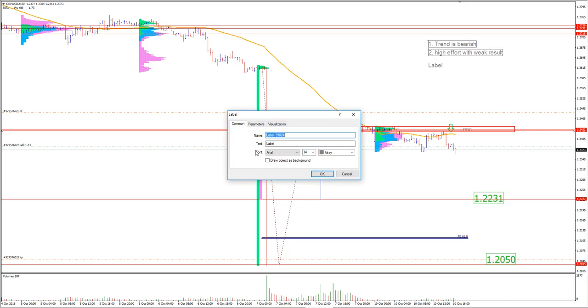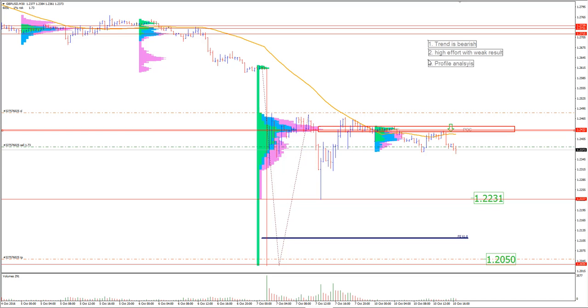And the third thing is basically, okay, we know the trend is bearish, we saw that buyers don't have power, and we saw the high effort with weak result, but the third thing is where we want to sell and how we will manage the setup. It's also very important, and the answer is I use the profile analysis.